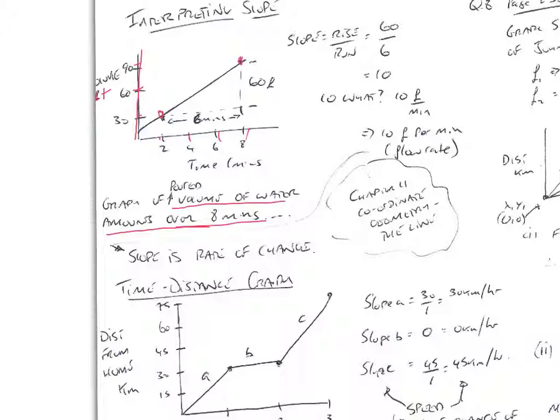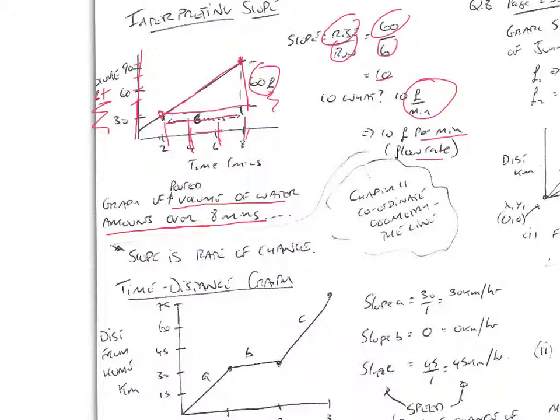So what's the slope of this line for starters? Well, it's the rise, which is 60 litres, over the run, 2 to 8, so 6 minutes. So the rise over the run is 60 over 6, which is 10. But what does this mean? It's 10 what? It's 10 litres per minute. Okay, so that's actually the flow rate. It's 10 litres flowing into that tank every minute.